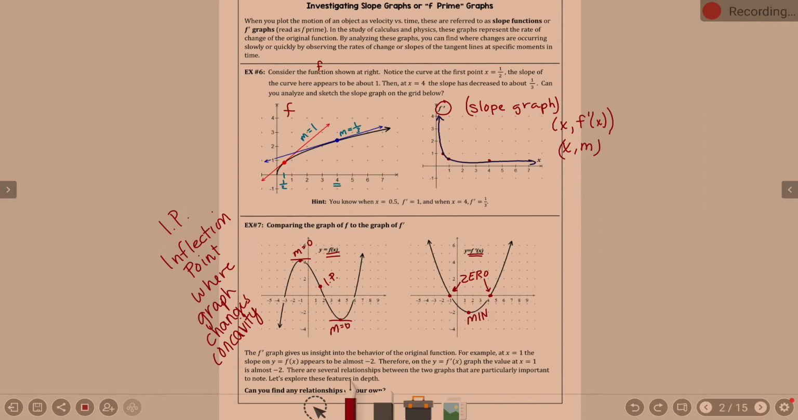Now, what I need to figure out is how in depth am I supposed to be going here? Let me read what all is said here because I'm trying to remember. The f prime graph gives us insight into the behavior of the original function. For example, at x equals 1, the slope appears to be almost negative 2. Therefore, on the derivative graph, the value at x equals 1 is almost negative 2. There are several relationships between the two graphs that are particularly important to note. Let's explore these in depth. Okay, so I've mentioned several of these. I think we'll look at them on the next page.